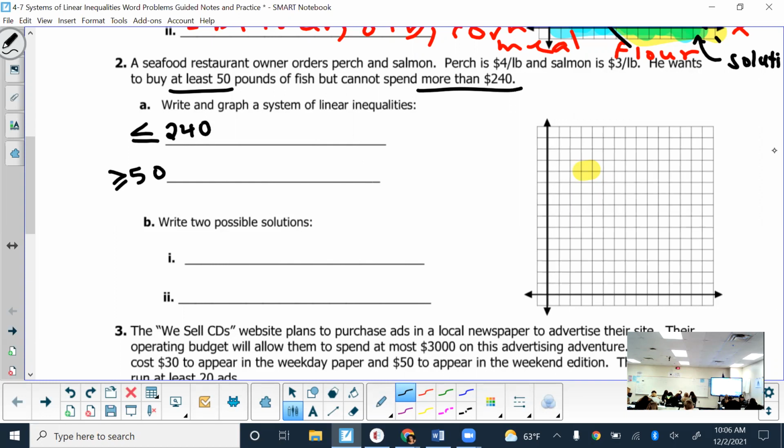All right, now fill in the rest of it. So if it's $240, let's look for the other dollar amounts. What are they? $4 per pound of perch. What variable do you want to use? Okay, so X can be perch. So I'm going to label that here before we forget.